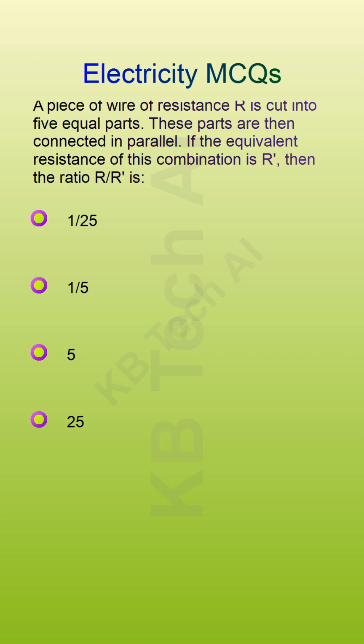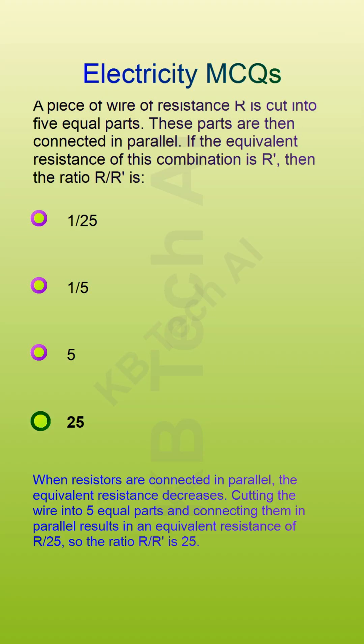A piece of wire of resistance R is cut into 5 equal parts. These parts are then connected in parallel. If the equivalent resistance of this combination is R', then the ratio R divided by R' is option 1, 1 divided by 25, option 2, 1 divided by 5, option 3, 5, option 4, 25. The answer is option 4, 25.